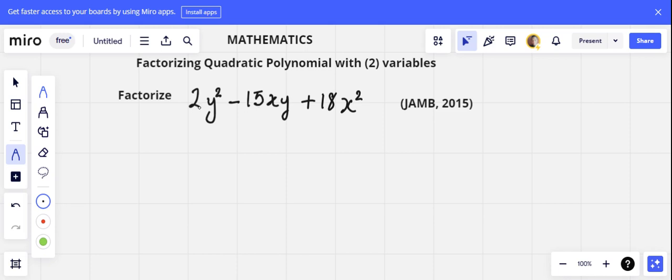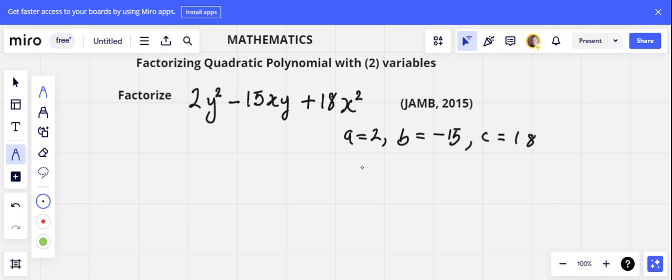So let's start with y. Recall, when we factorize with respect to y, our a, the coefficient of the variable squared, will be 2. A equals 2. Our b will be equal to minus 15. And our c will be 18.